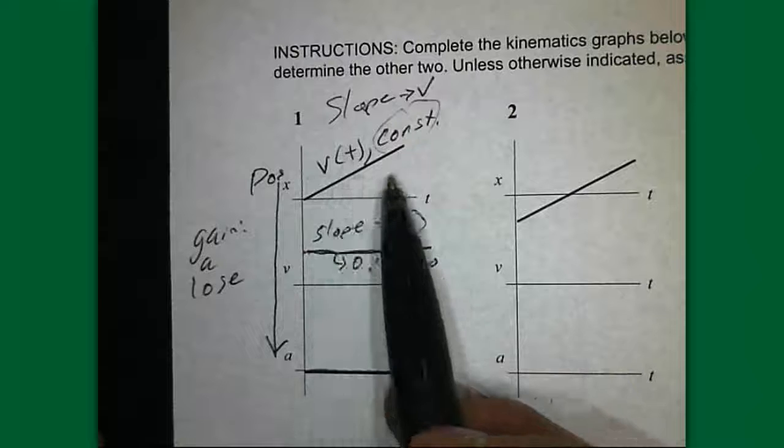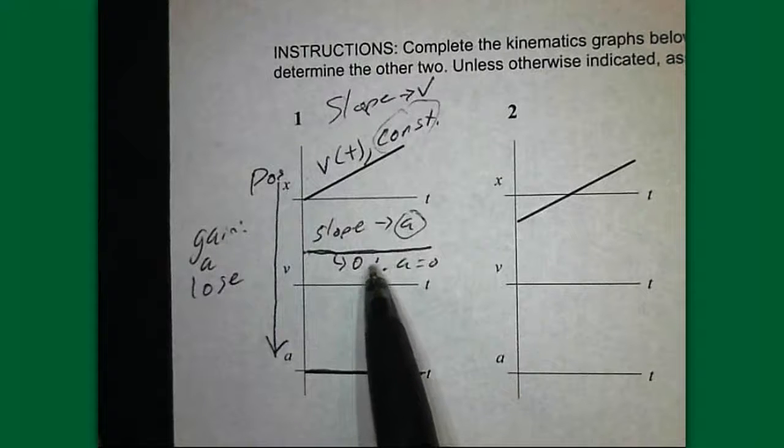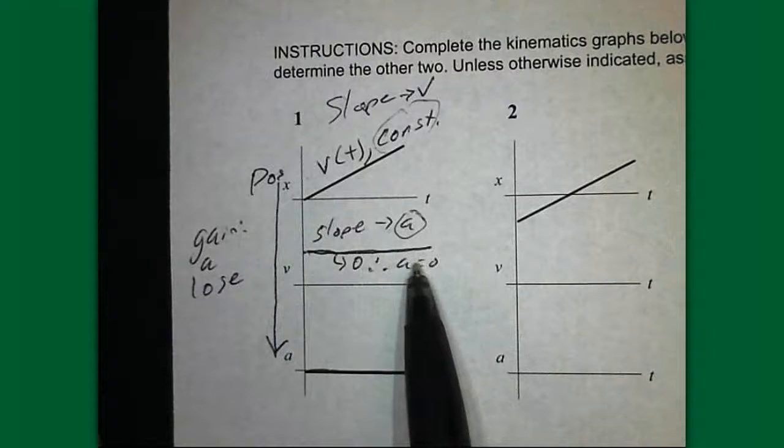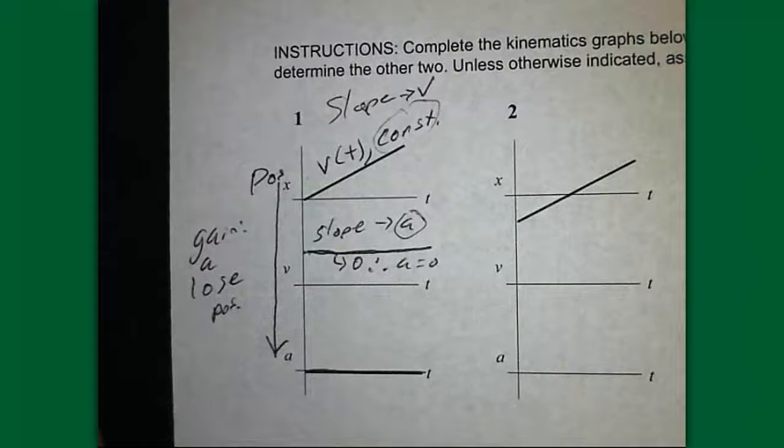I knew where the object was in this graph. Here, I do not know where the object is. I don't know the position of the object. I can have a positive velocity and have a negative or positive position. So I lose some information about position.